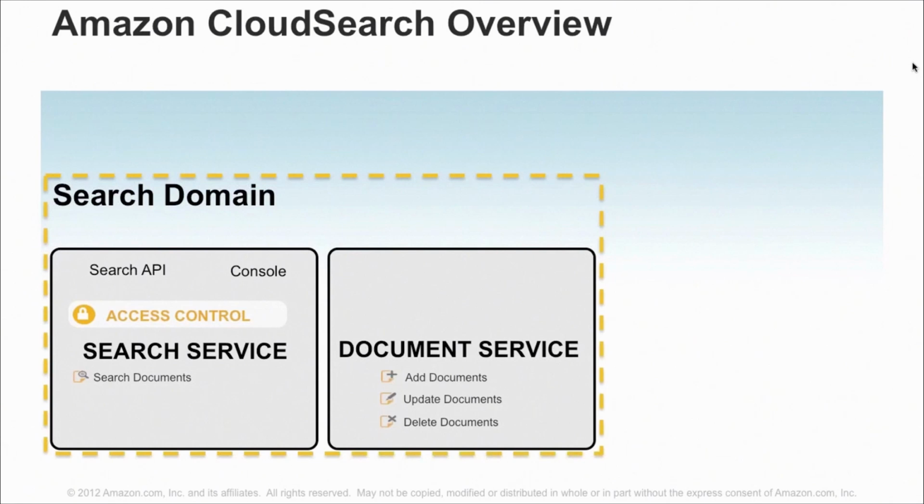Along with the search service, you will have a document service. This also is a RESTful service, again provided to you via an HTTP endpoint. You would post documents to your document service endpoint, and you can add, update, or delete documents that are currently in your search index. The document service is available direct to API, and we have a suite of command line tools that also provide access to the document service, as well as console interaction that allows you to upload documents to your search domain. Access control here as well is provided by IP white and black listing.